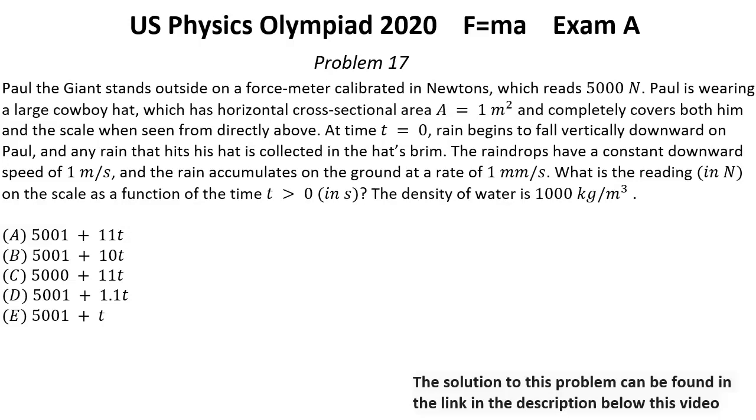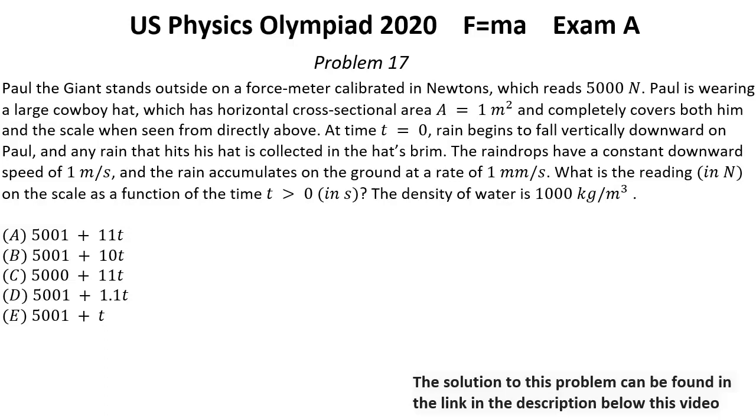The raindrops have a constant downward speed of 1 meter per second, and the rain accumulates on the ground at a rate of 1 millimeter per second. What is the reading in newtons on the scale as a function of the time t greater than 0 in seconds? The density of water is 1000 kg per cubic meter.